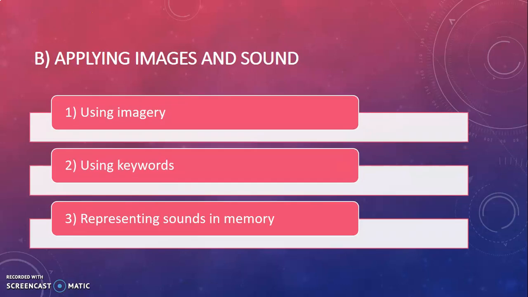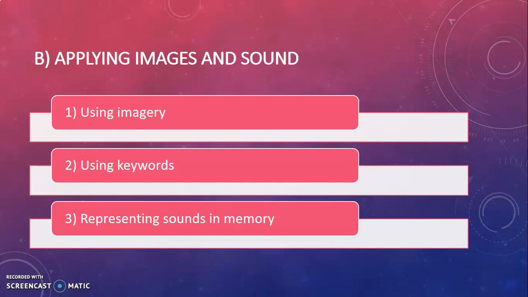I'll move on to the next one. The next one is applying images and sound. The first one is using imagery. Using imagery is a good way to remember what has been heard or read in the new language, to create a mental image of it. So in this way, the students will remember what they have learned more easily.